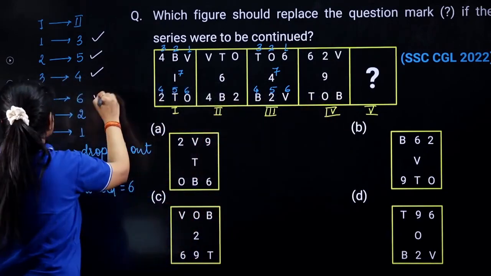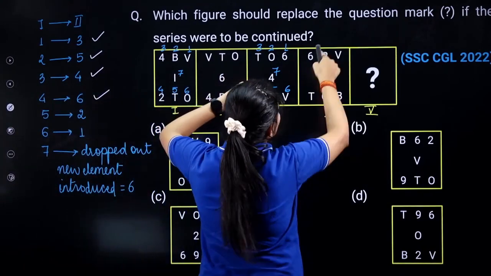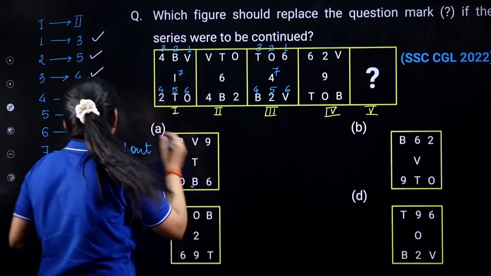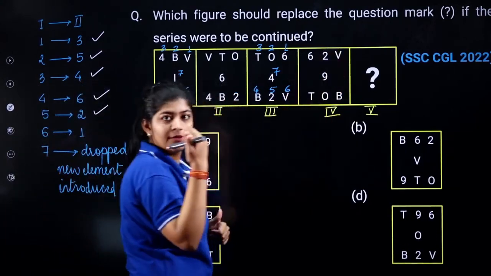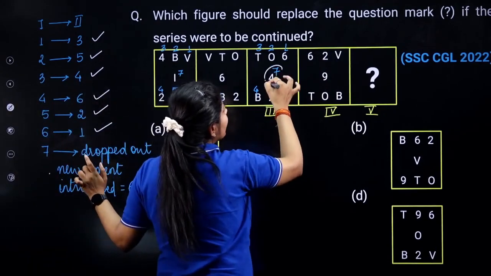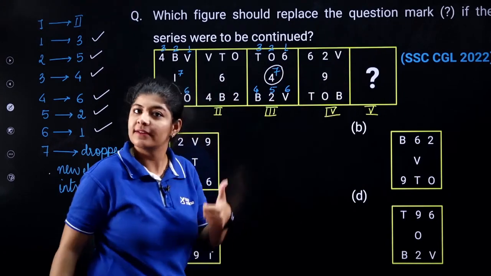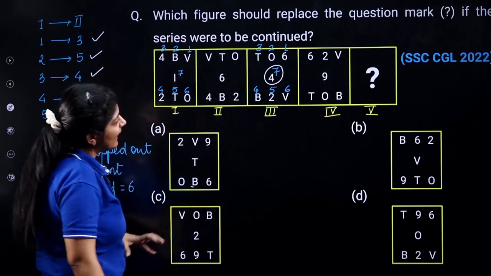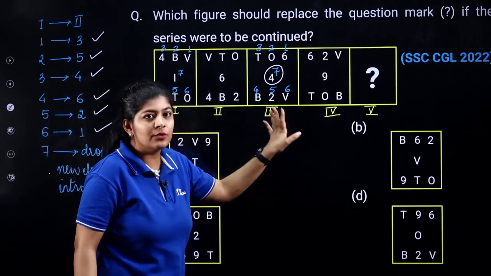Fifth one shifted to second one. Check? Yes. Sixth one is shifted to first position. Check? Yes. Seventh position, whatever number we are having, that is dropped out and a new element introduced as 9. Check? Yes. But are we getting the same thing while we are transiting from second to third?